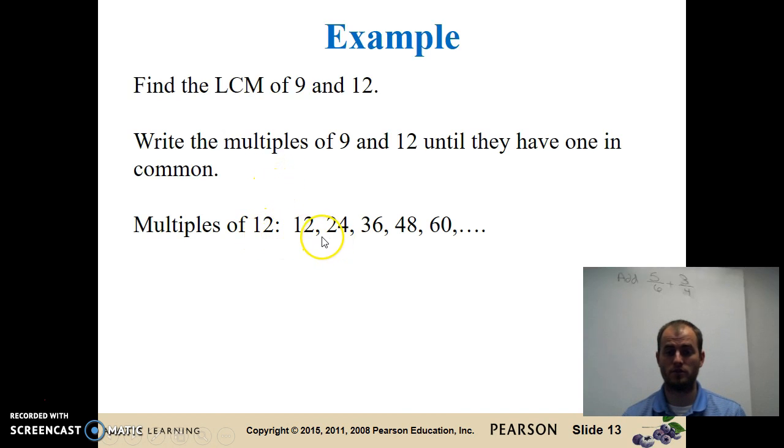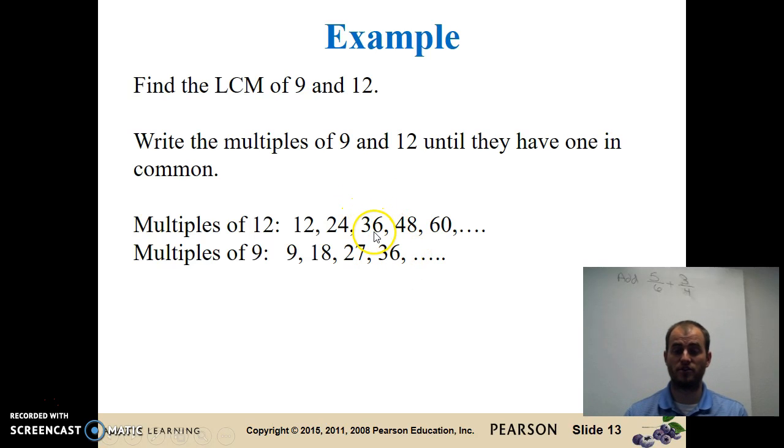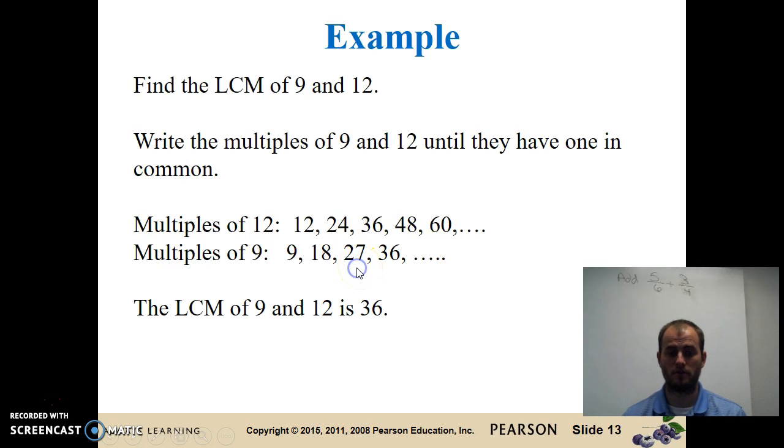So the multiples of 12: 12 times 1 is 12, 12 times 2 is 24, 12 times 3 is 36, and so on. Okay, now let's list the multiples of 9. 9 times 1, 9 times 2, 9 times 3, 9 times 4, and so on. We can stop right here because we can see they have a common multiple of 36, and 36 is the smallest one. It's called the least common multiple. Okay? So the least common multiple between 9 and 12 is 36. It's the smallest number that they both go into.